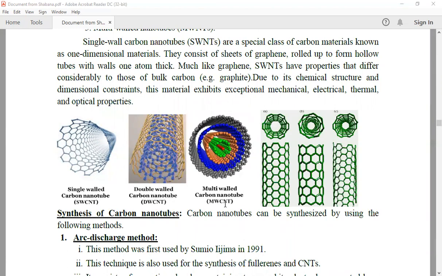Single-wall carbon nanotubes are a special class of carbon material, which is a one-dimensional material. They consist of sheets of graphene rolled up to form a hollow tube with walls 1 atom thick. This single-wall nanotube has properties that differ considerably from those of graphite, the bulk carbon. Due to its chemical structure and dimensional constraints, this material exhibits exceptional mechanical, electrical, thermal, and optical properties.